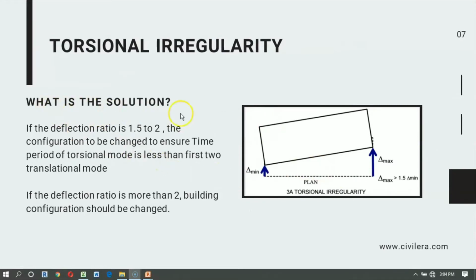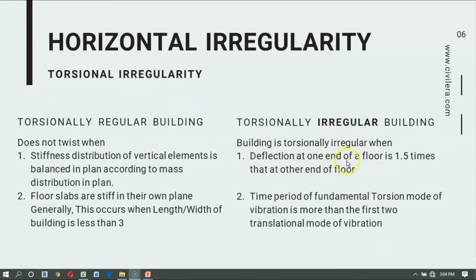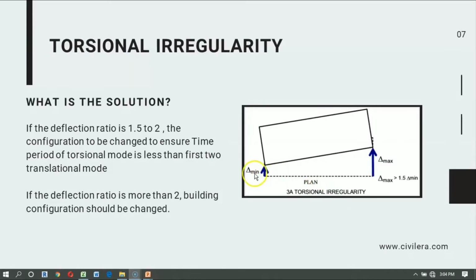Now, what is the solution? This is the first case wherein the deflection at one end of a floor is 1.5 times to 2 that of the other end. If the deflection at this end of the building is delta, and this end is 1/2 delta, that is, if you have 20 deflection here and 40 deflection here, what do we do is the question. That is what we call one of the torsional irregularities.